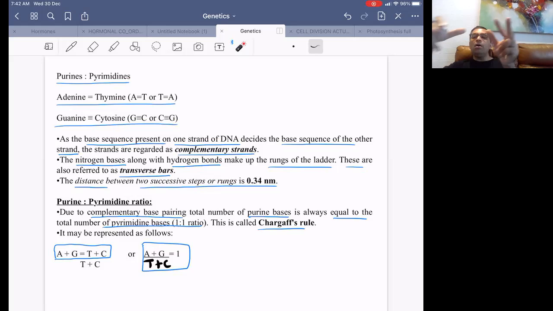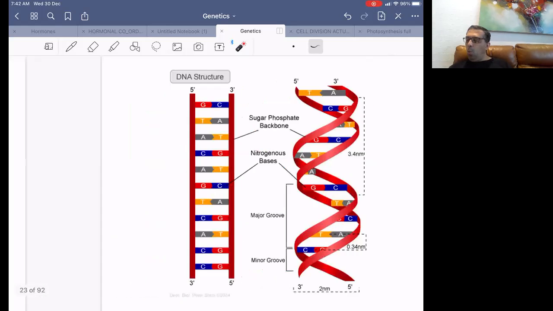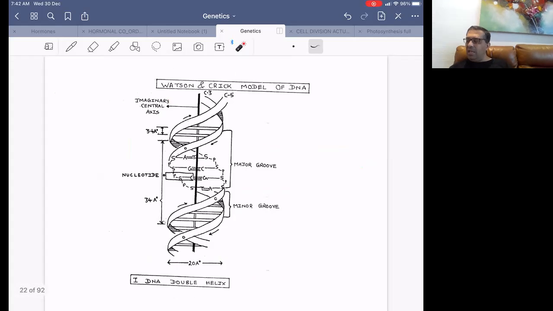और एक टर्न के अंदर कितने बेस पेयर्स होते हैं? You have one turn, ध्यान से सुनना all of you. This is one turn having in it a total of, check it here, 1, 2, 3, 4, 5, 6, 7, 8, 9, 10. 10 base pairs are present in one turn. तो एक टर्न के अंदर there are 10 base pairs.